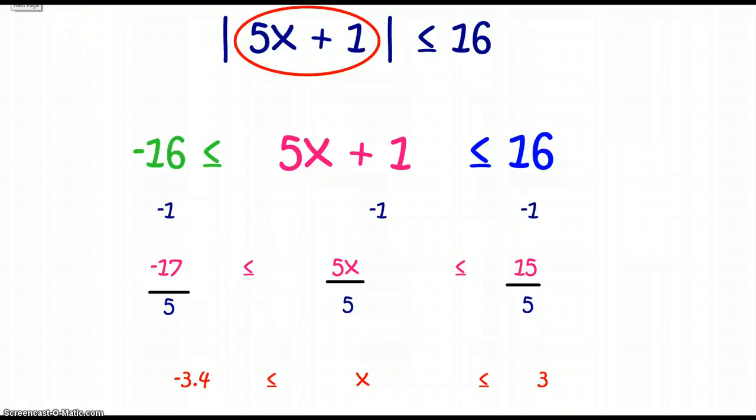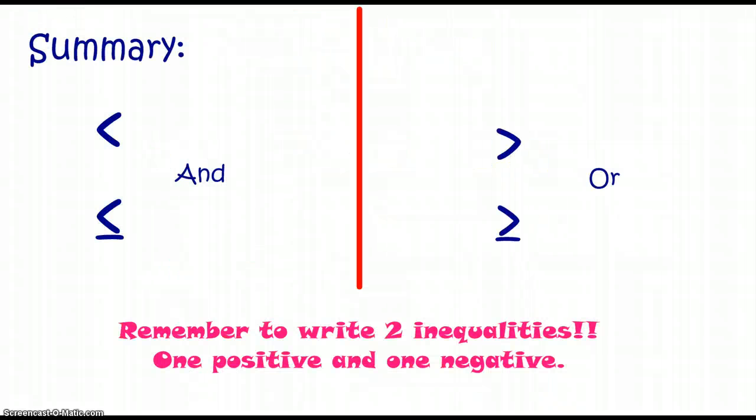If we look back at the ones that we've done, we can summarize. If our original inequality started with a less than or a less than or equal to, we ended up writing an AND statement. If we started with a greater than or a greater than or equal to, we ended up writing an OR statement. Remember, you need to write 2 inequalities, one using the positive and one using the negative, which reverses our inequality symbol.